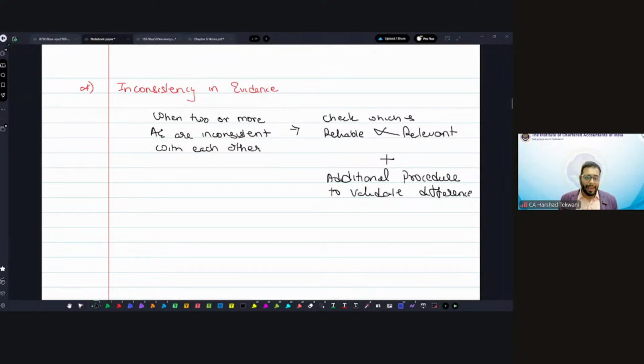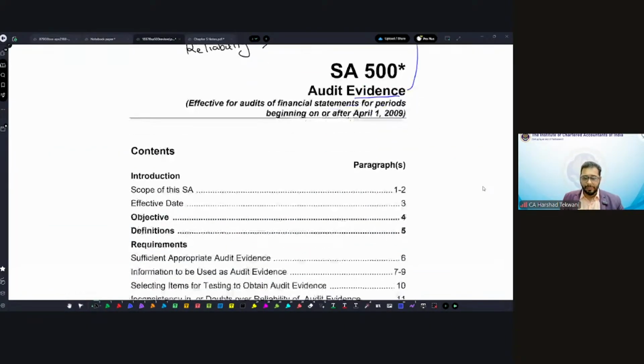Clear? Any doubt with this? Okay, if no doubts, then let's quickly go through the standard and the study material both, and then we will proceed to the next one. So that was audit evidence that we discussed.